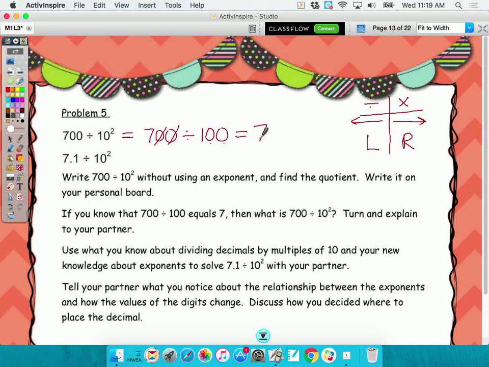Okay, so the next one, rewrite 10 to the second without the exponent. What do I write? Somebody tell me what 10 to the second is. 100. Okay. And this time, I will decimal hop which way? Left. How many? 2. Okay. Do I have to fill in with anything? 0. Okay.